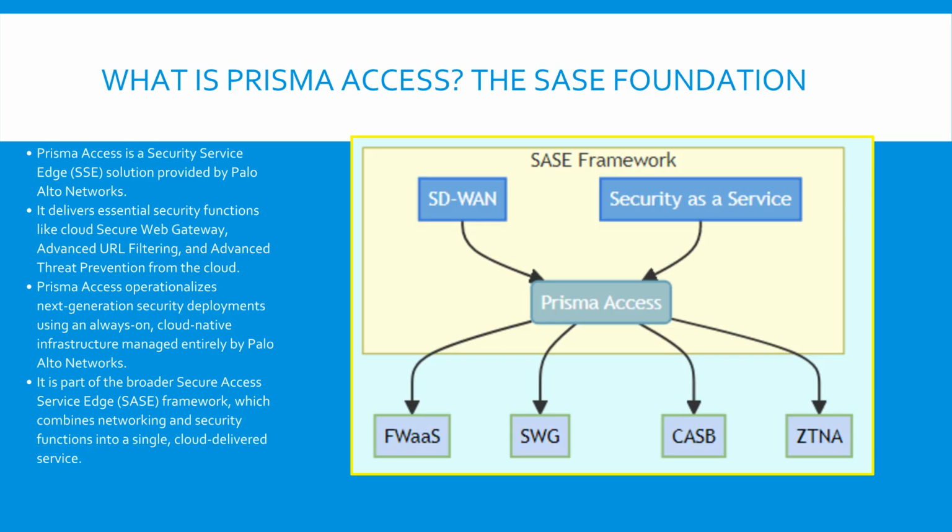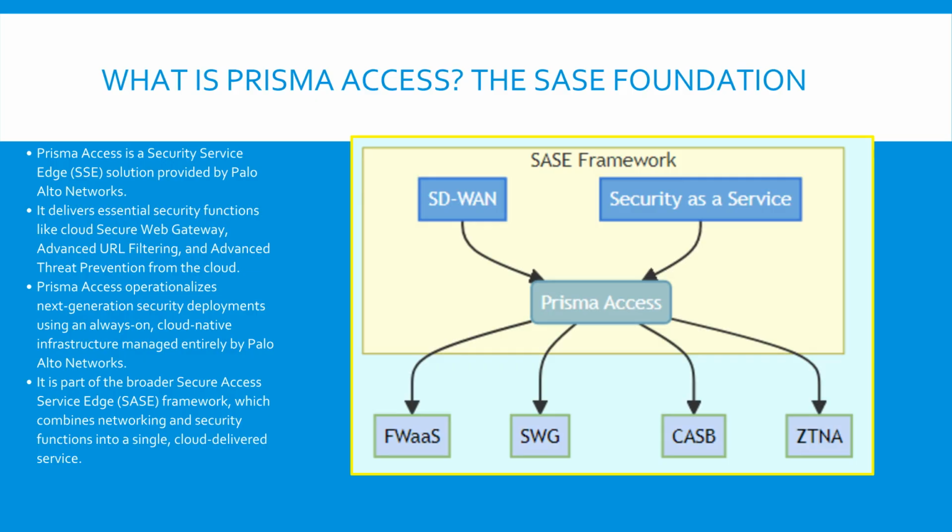This diagram shows how Prisma Access fits into the Secure Access Service Edge, or SASE, architecture. The SASE framework combines two main pillars: SD-WAN, which handles the network connections, and Security as a Service, which provides the protection. Prisma Access is the central platform that delivers this integrated security.